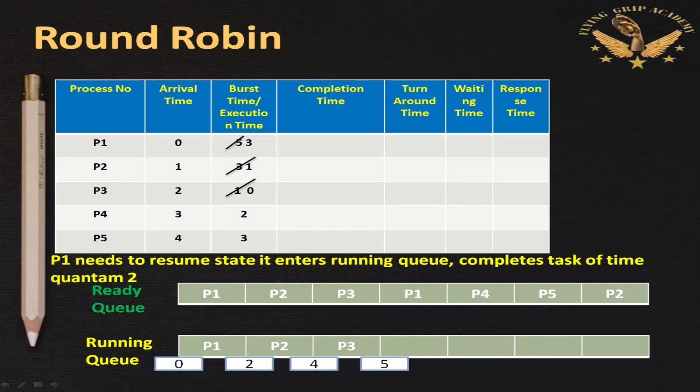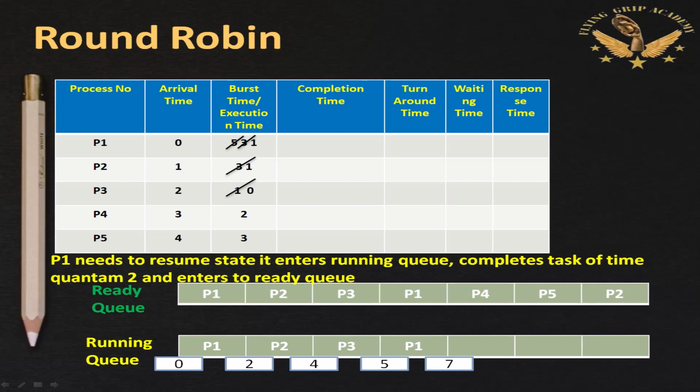Before P4, P1 has to be executed one more time. So now we are going to allow P1. It has to resume the state and it enters the running queue. It completes the task of time quantum 2. So P1 will be executed for 2 points of time, and again it moves from the running queue to the ready queue.